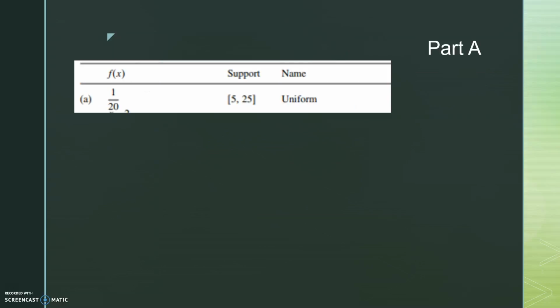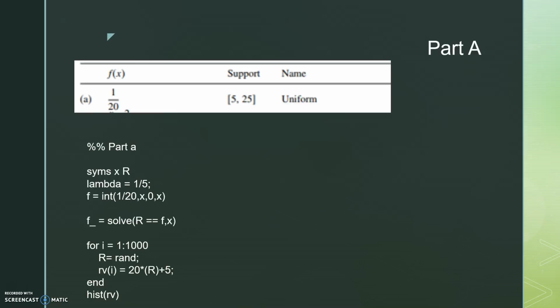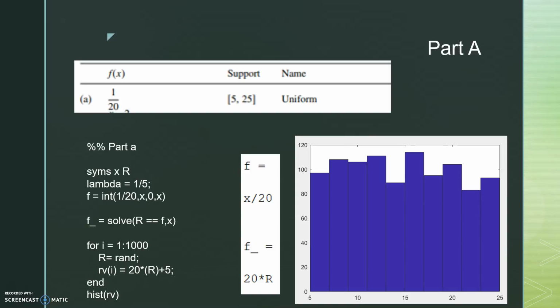For part A, the function is 1 over 20 on support from 5 to 25, and that is a uniform distribution. So this is our MATLAB code we put into MATLAB. Our lambda is 1 over 5, so doing a little bit of conversion there, but the rest of the code is pretty straightforward. And then these were our results.